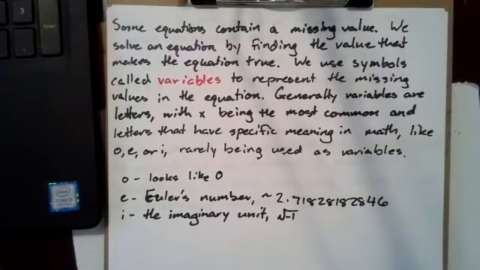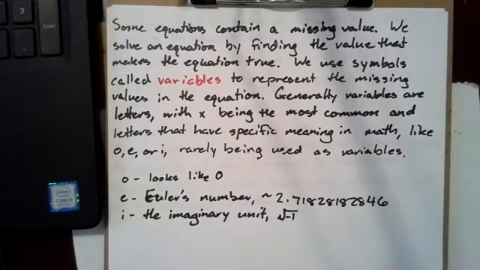Some equations contain a missing value. We solve an equation by finding the value that makes the equation true. We use symbols called variables to represent the missing values in the equation. Generally, variables are letters with x being the most common, and letters that have specific meaning in math, like o, e, or i, rarely being used as variables.